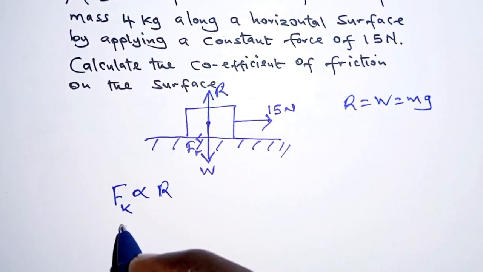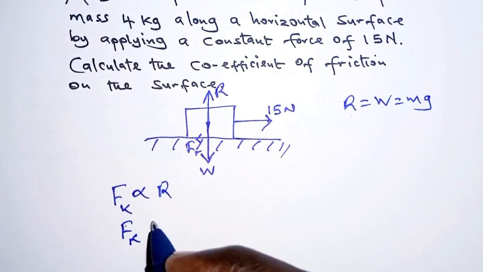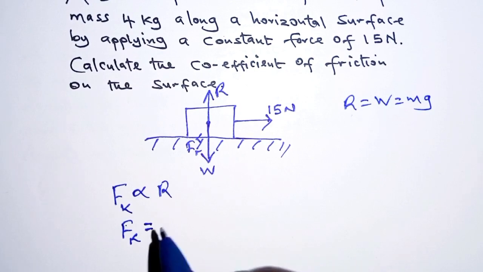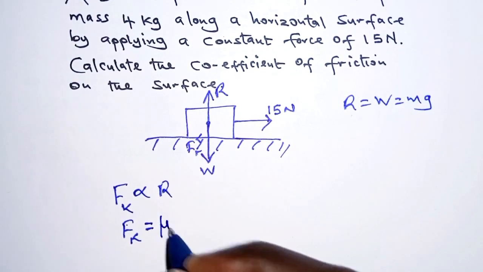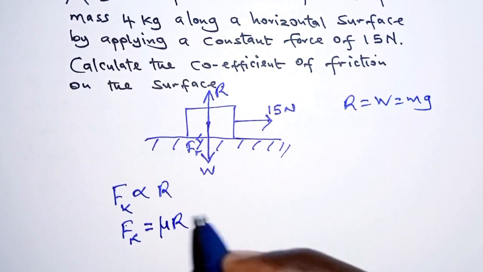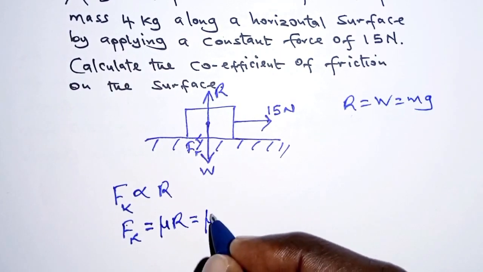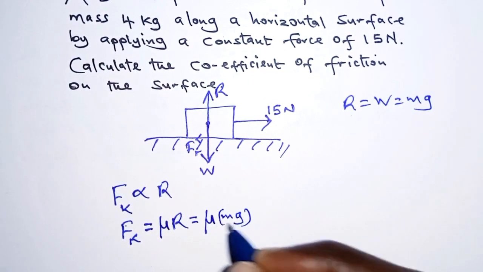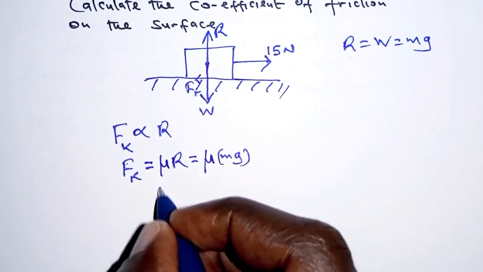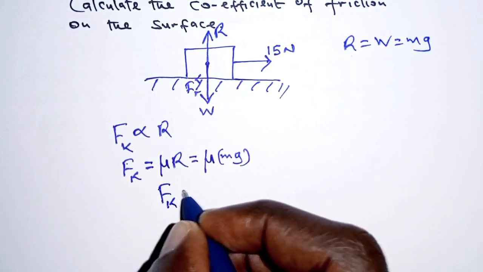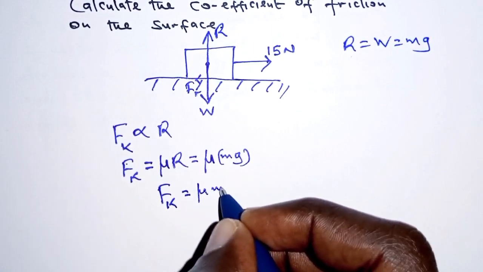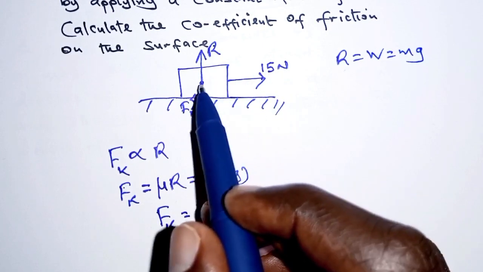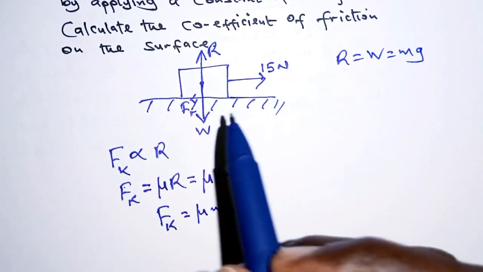So we may say the kinetic friction is equal to, so we introduce a constant, and this constant will be the coefficient of friction, mu R. This can also be written as mu W, and W is mass times gravitational field strength. We finally have this equation. The kinetic friction is equal to mu mg.